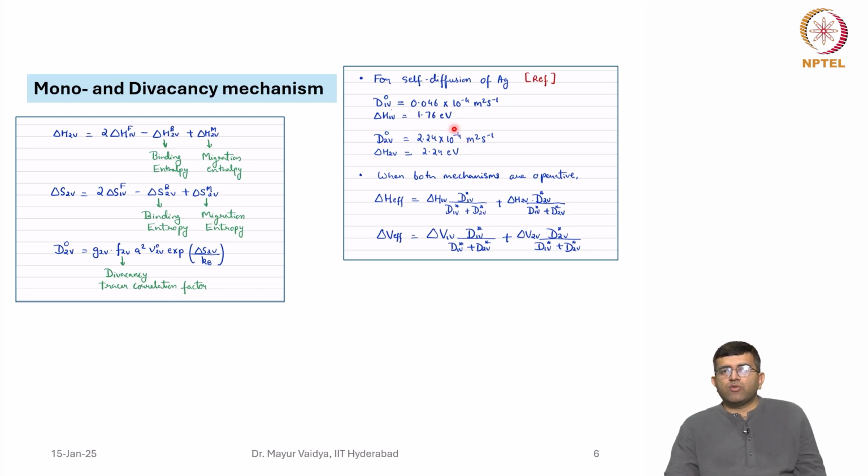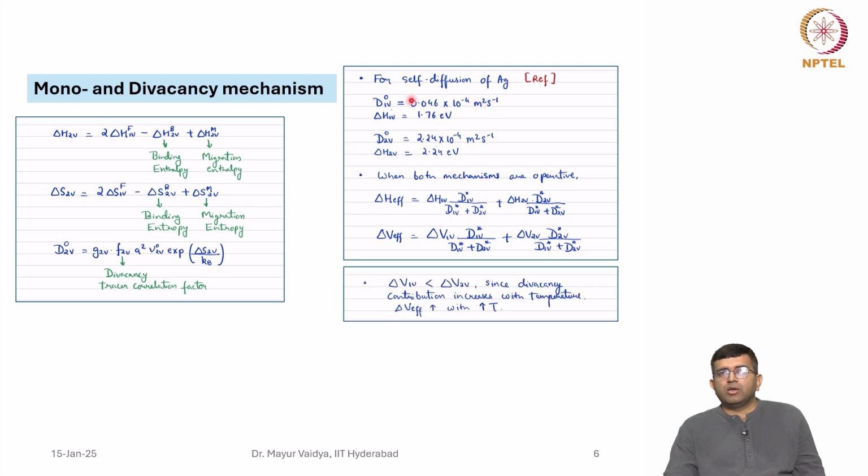So, this is just to give you some data for the self diffusion of silver. The D naught is this, and delta H is 1.76 electron volt for the mono vacancies. D naught for di-vacancy is 10 power minus 4 meters square per second, 2.2. Enthalpy of activation energy for di-vacancy is slightly higher than the mono vacancy. So, it is 2.24 electron volt.